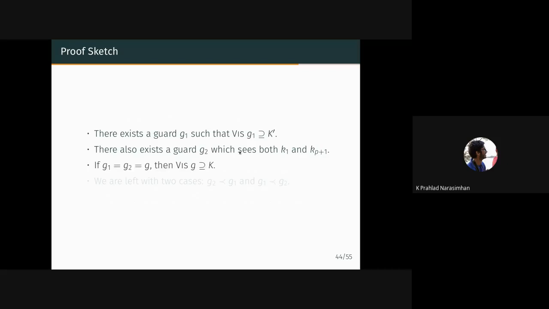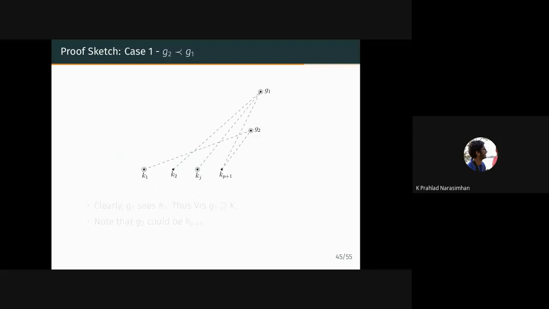So if G1 and G2 are the same, which is G, then the visibility region of G would be K, right? Because we know that G1 sees K dash and G2 sees Kp plus 1. Therefore, G, which is G1 and G2, sees K dash as well as K1. Therefore, it sees all of K. So we are left with two cases again: G2 precedes G1, and G1 precedes G2. The first case is as illustrated.